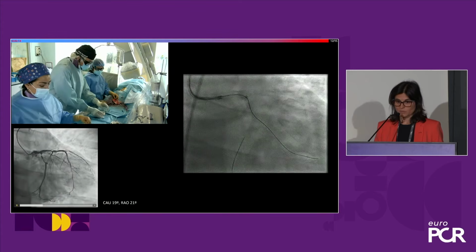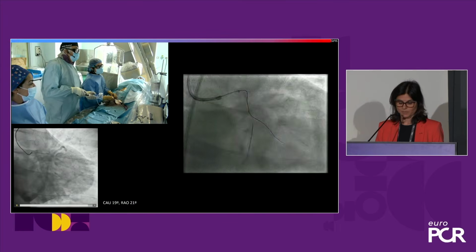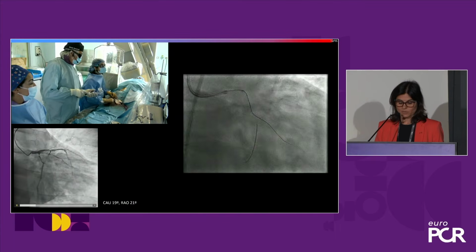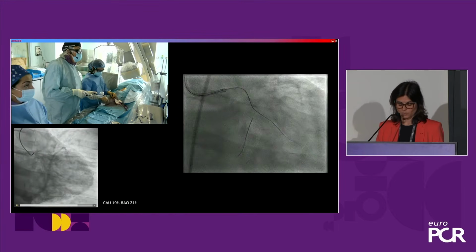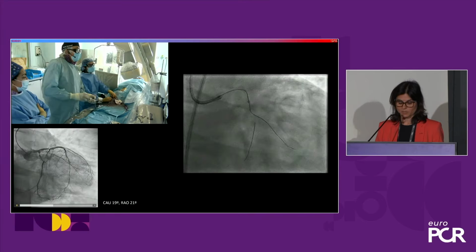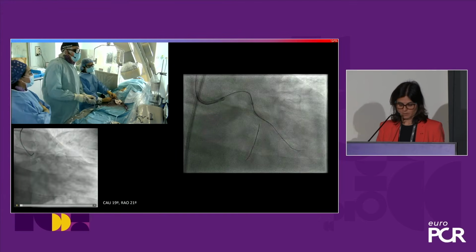It was quite difficult to advance the devices towards this marginal, so we had to use a guide extension. And actually, we needed to trap and advance it using trapping because it was really difficult to advance any device into the marginal. But after that, it was possible to dilate this lesion in the marginal with a small balloon.